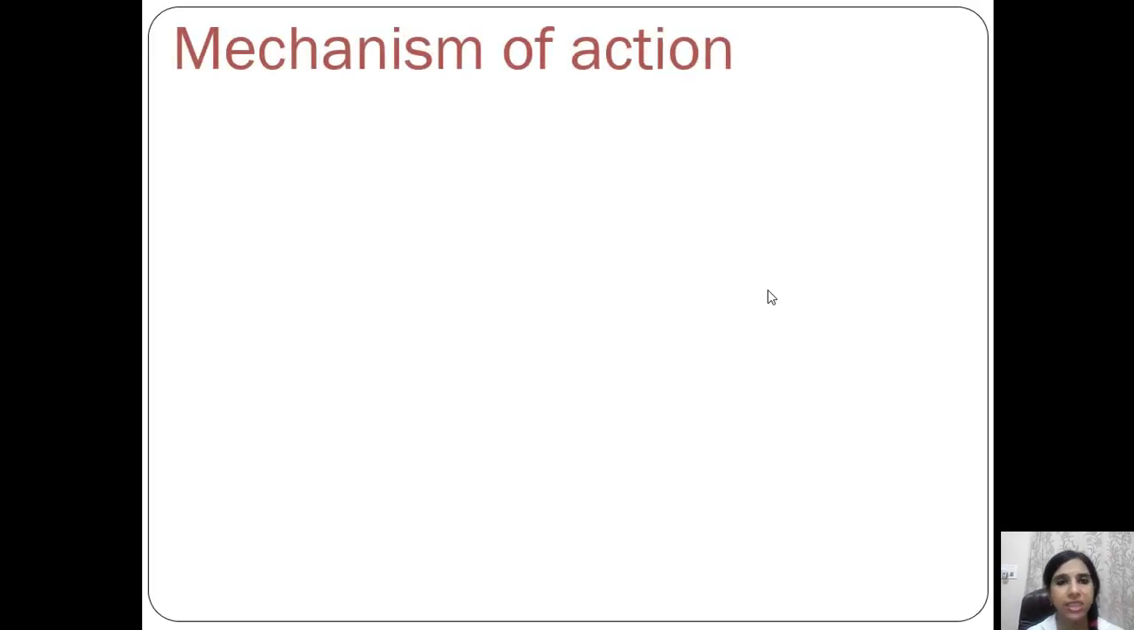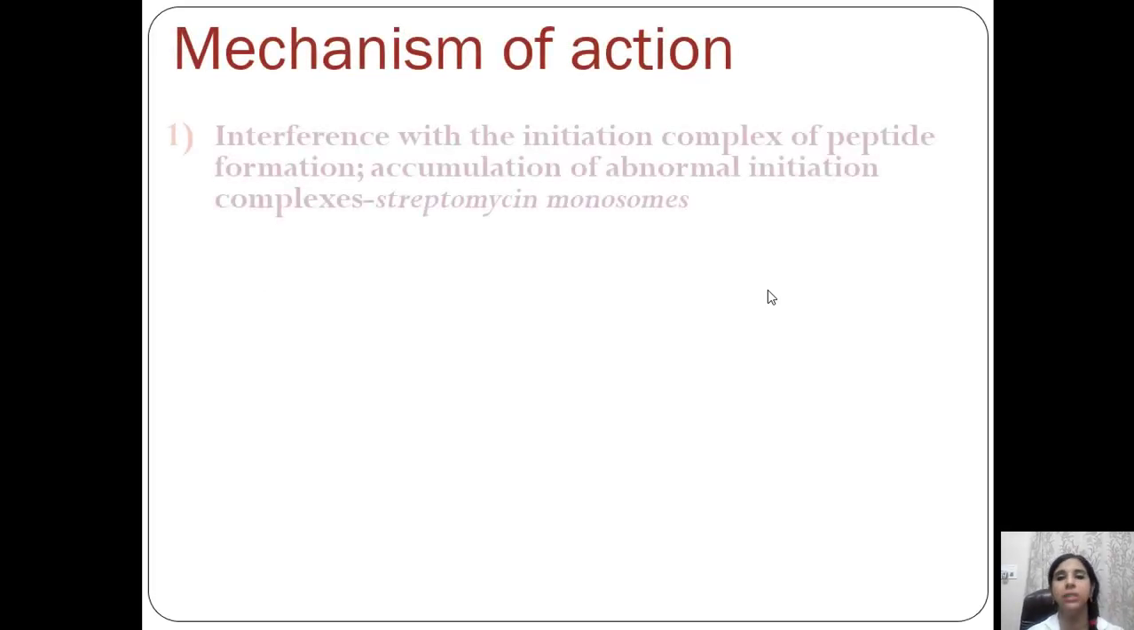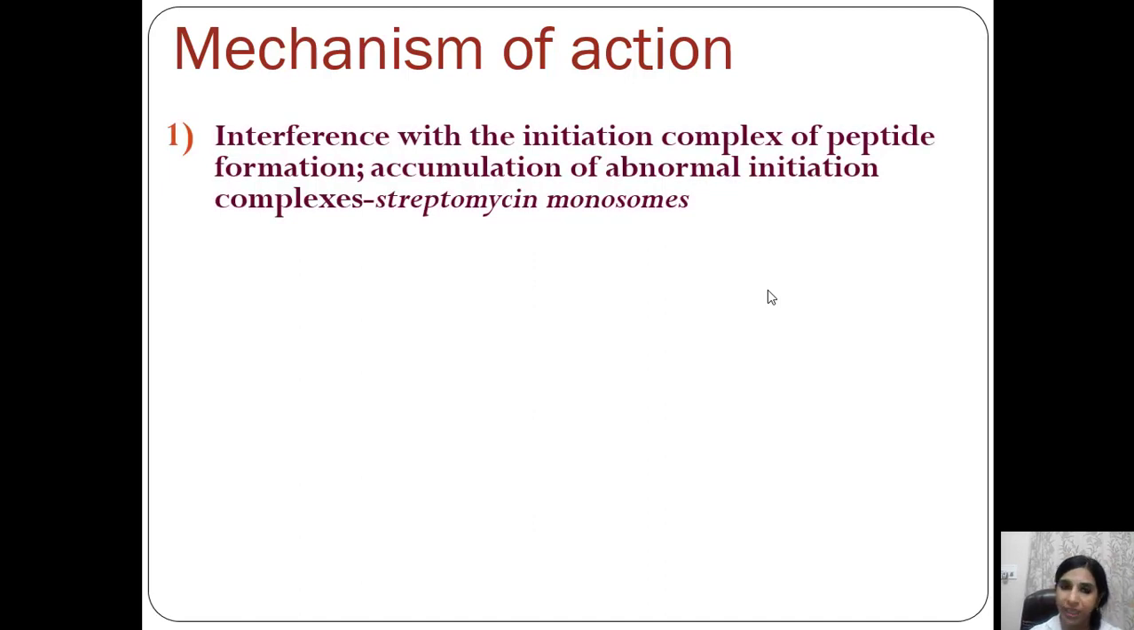So let us come in detail again to the mechanism of action. What they do is interfere with the initiation complex of the peptide formation. They cause accumulation of abnormal initiation complexes, and these abnormal initiation complexes, since they have been brought about by the aminoglycosides, are called the prototype. The first drug of the aminoglycoside class was streptomycin, so they are called streptomycin monosomes.